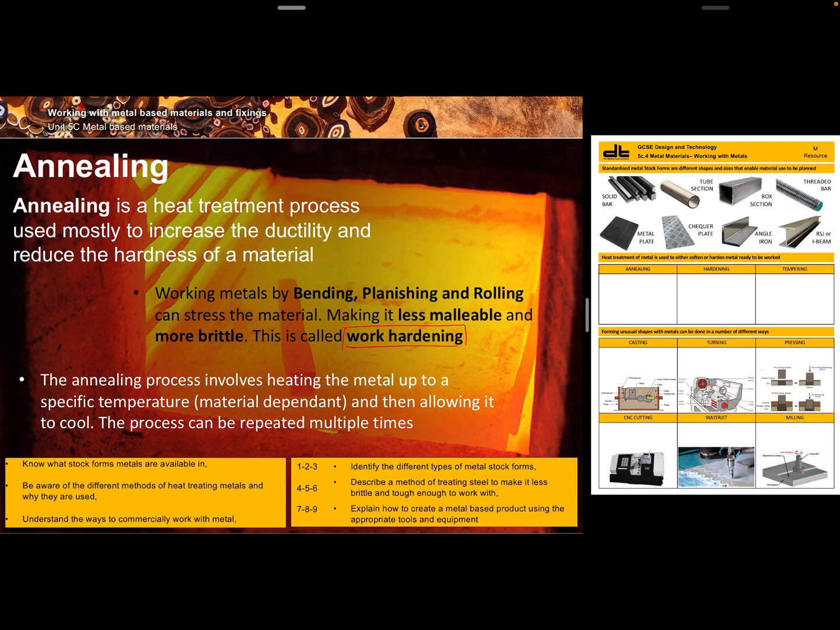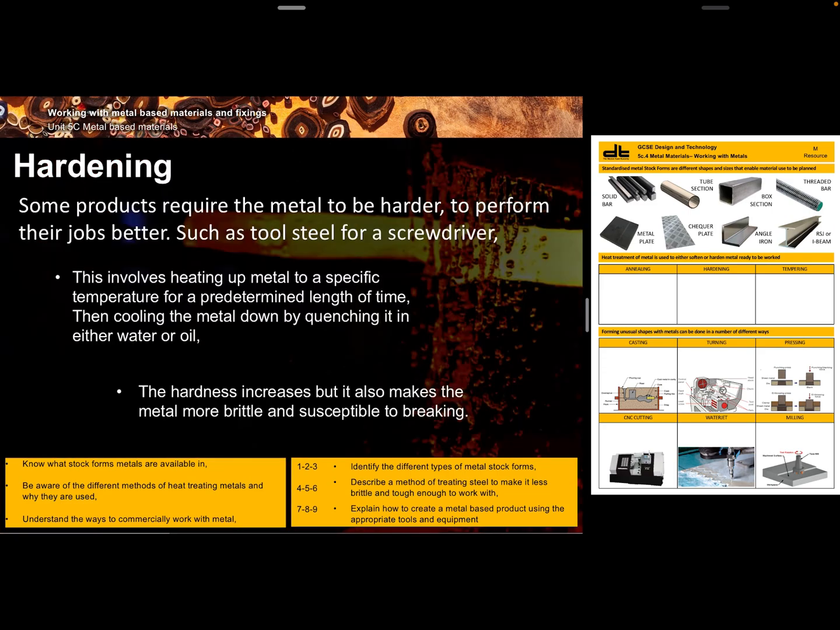So the annealing process is going to increase the ductility and reduce the hardness of the material again. It involves heating the metal up to a specific temperature, and that's material dependent, and then you allow it to cool down. The process can be repeated multiple times, as whenever it work hardens, you can anneal it again afterwards.